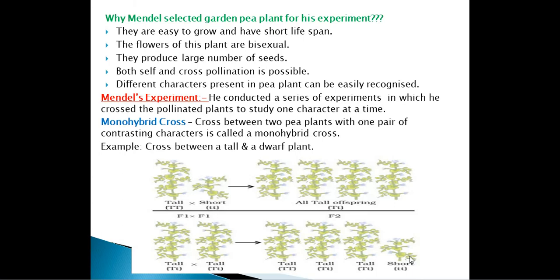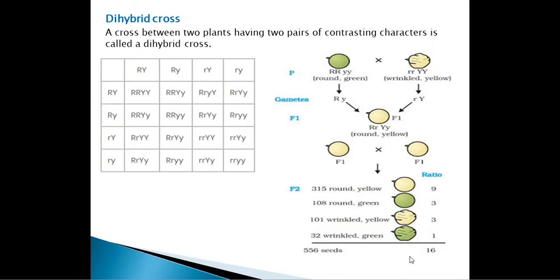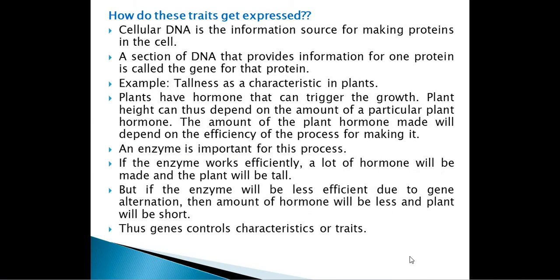In monohybrid cross, what we have read is that the cross between two pea plants having one pair of contrasting characters is done. In the F1 generation, all the plants were tall, but in the F2 generation, 3 tall and 1 dwarf plant can be seen. But in dihybrid cross, again the cross was done between two plants, but having 2 pairs of contrasting characters. In the F1 generation, all the seeds were brown and yellow in color, but in the F2 generation, the ratio was 9:3:3:1.